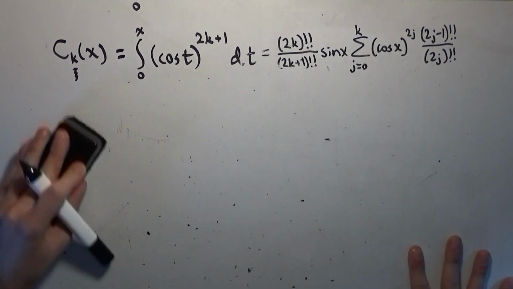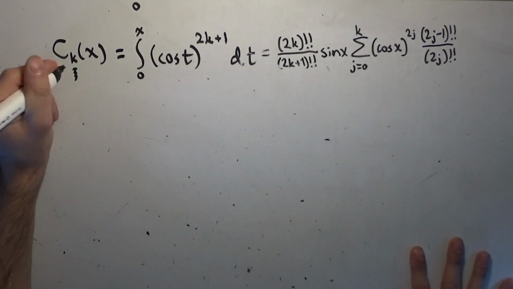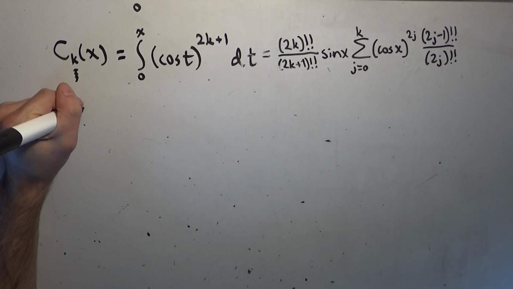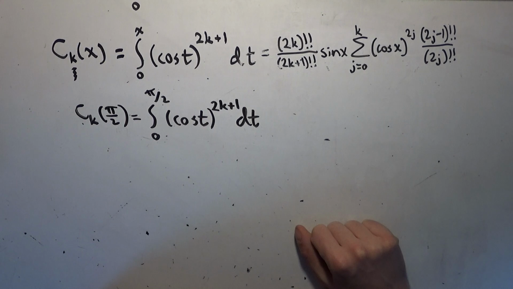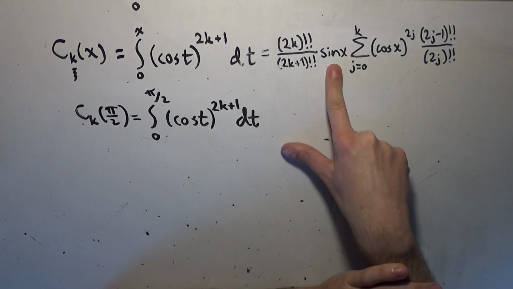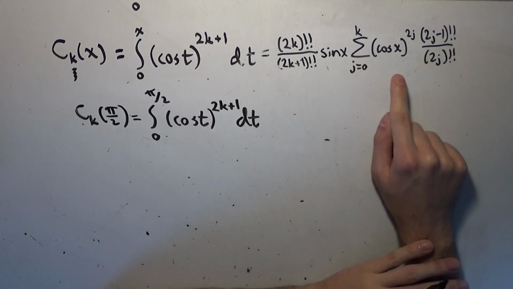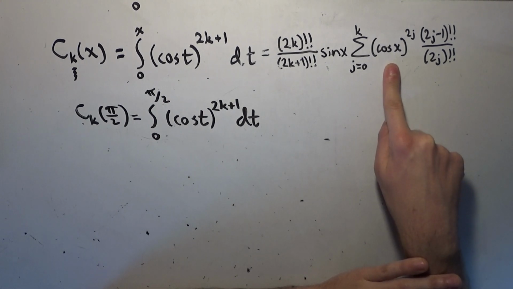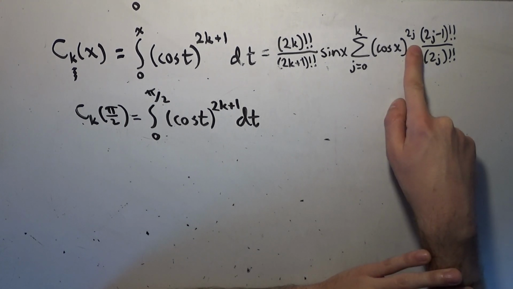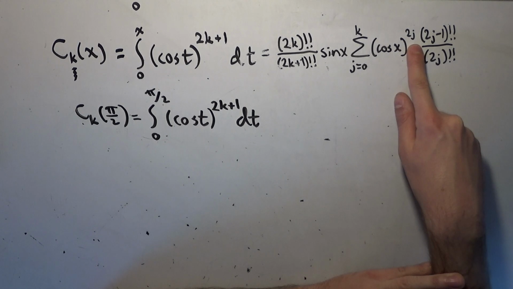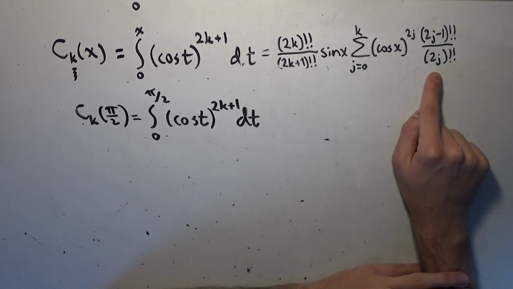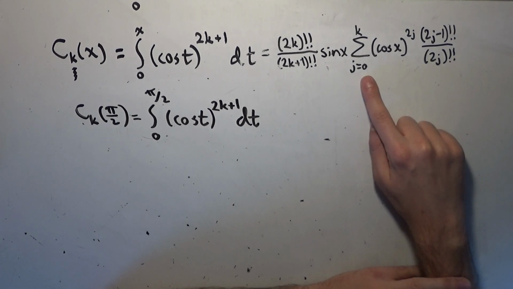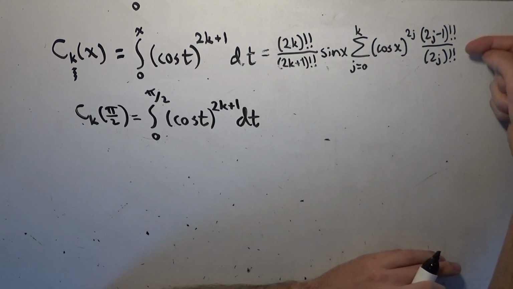We're going to figure out what the height of this function is right in the middle. So let's plug in pi over 2 for x. So we get c_k of pi over 2, and this is actually pretty brilliant because sine of pi over 2 is 1, and cosine of pi over 2 is 0 for every power of cosine except the 0th power, because what's the 0th power of anything? It's 1. So at j equals 0, this is 1, and this is 1.